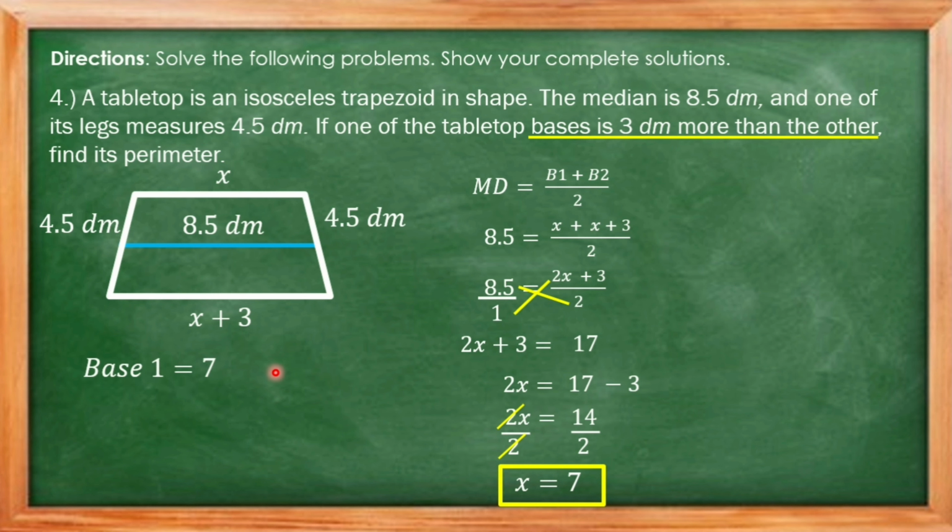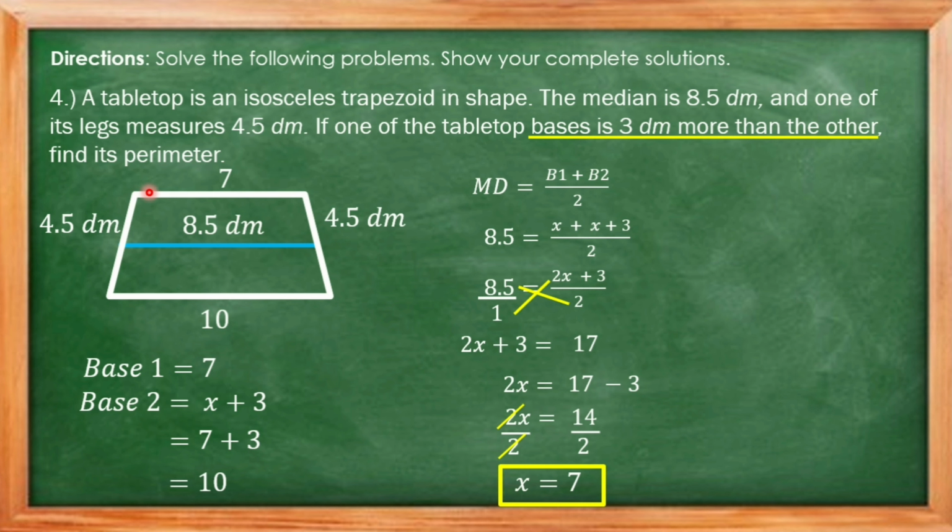Ito yun. And then, yung pangalawang base natin, yung base 2 natin, yan. So, ang base 2 natin, x plus 3. So, papalitan lang natin itong x ng 7. Then, i-add natin sa 3. Yun na yung measure ng base 2 natin, which is 10. So, palitan lang natin yung measure dito sa base 2 ng 10.